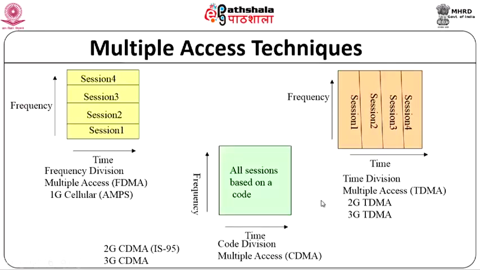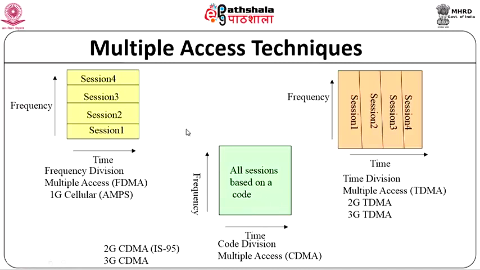And then we have what is called CDMA, which is code division multiple access. So in CDMA, all sessions can use all the frequencies all the time, right? Which means all sessions share the frequency and the time domain that is available, but they use different codes, and because they use different codes, they are able to effectively share the channel without any interference. So you need to understand how that happens.